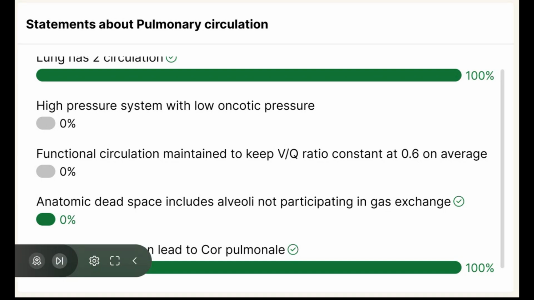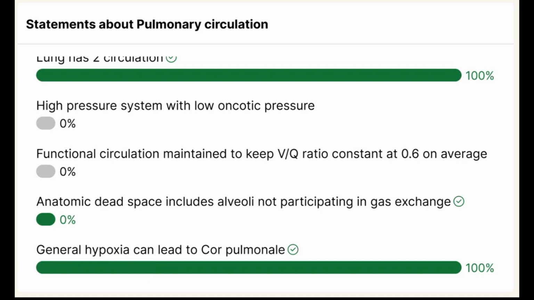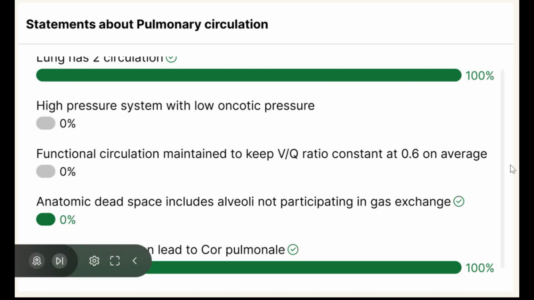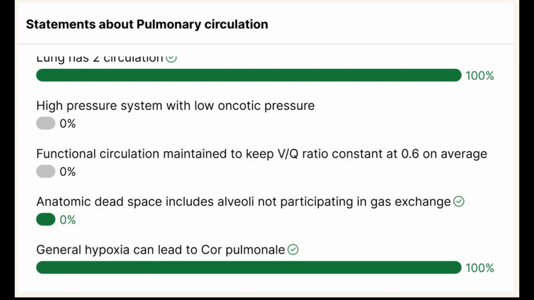Yes, yes. All right. So the two circulations of the lung, that is the functional and nutritive circulation. It's not a high pressure system with low oncotic pressure, because that would lead to pulmonary edemas. In fact, the opposite is true. And then the functional circulation is maintained to keep the VQ ratio at 0.6 on average. That's incorrect. It should be 0.8.